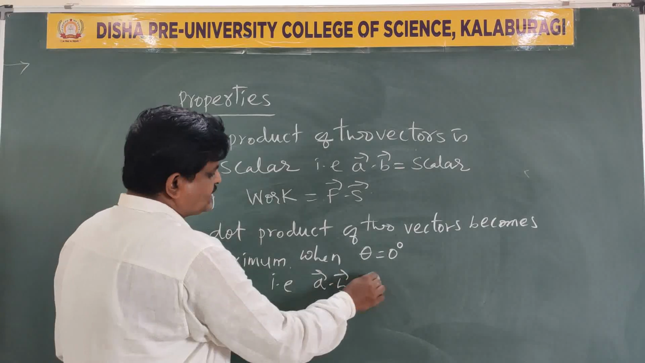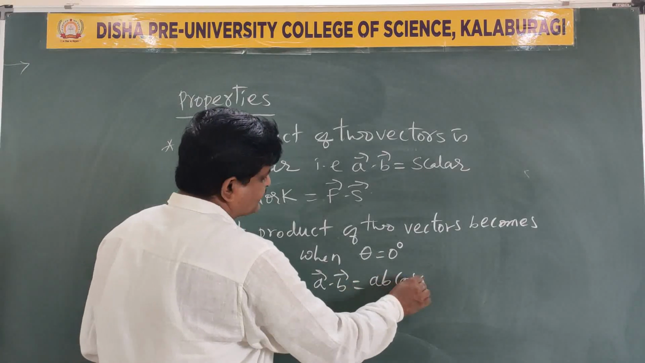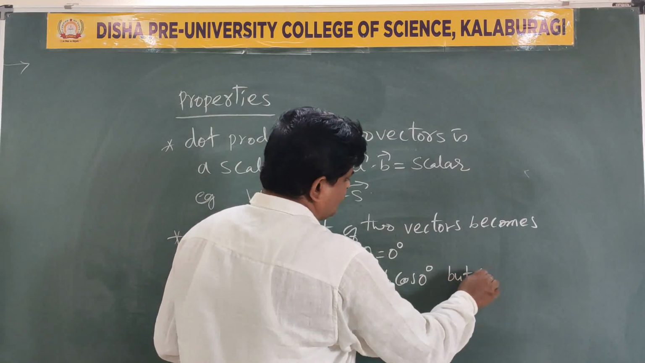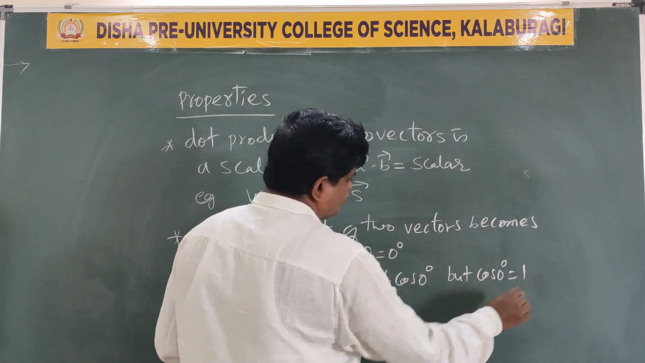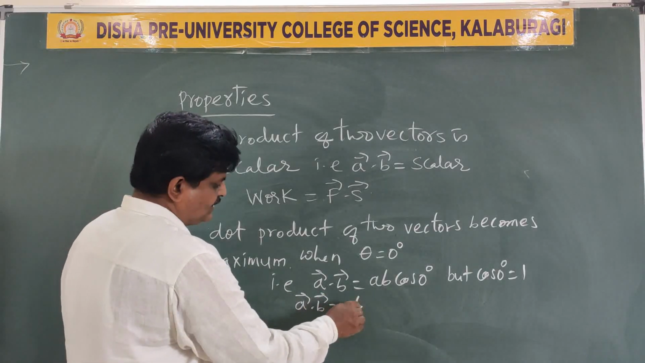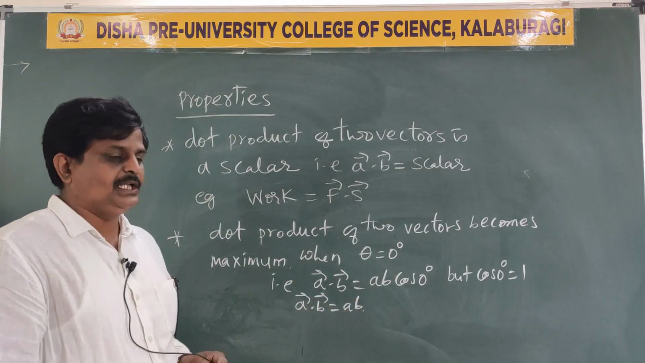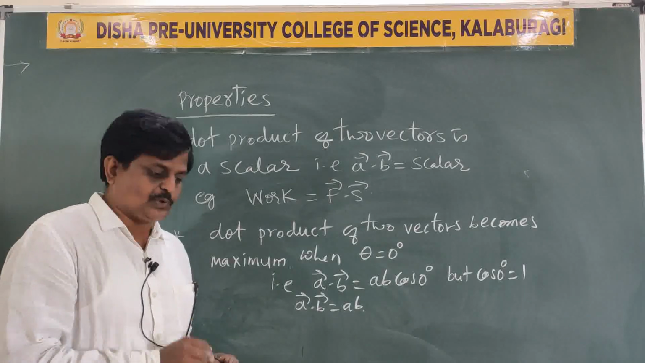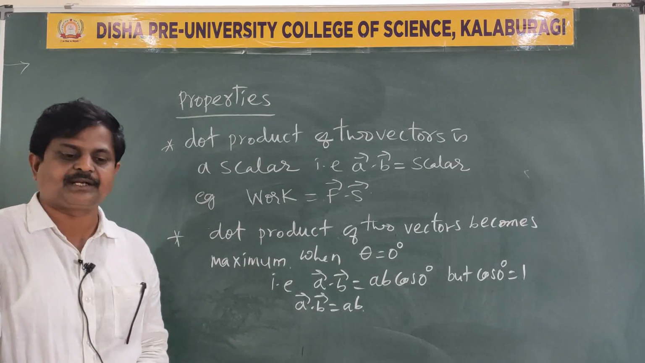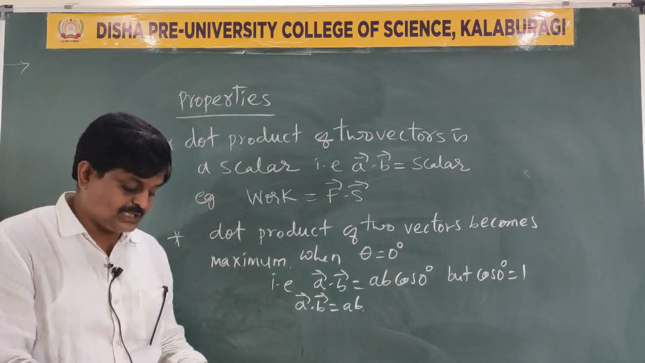A dot B is equal to AB cos 0. You remember what the value is? Cos 0 degree is 1. Therefore, what is the dot product? A dot B is equal to AB. Remember, under what condition is the dot product of two vectors going to be maximum? When the vectors act in the same direction.